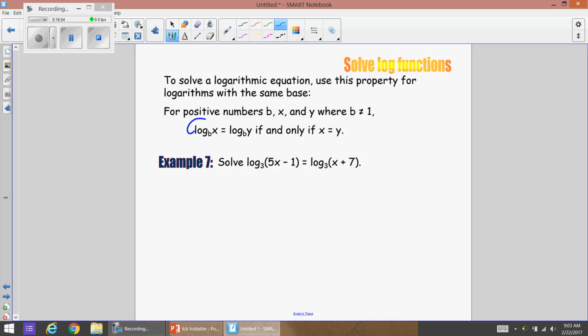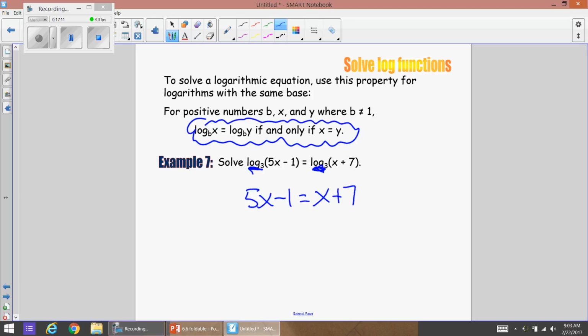It says log base b of x is equal to log base b of y if x equals y. If and only if, so it goes both ways. So look at this. You have the log with the same base equals the log with the same base. What that really means is 5x minus 1 is equal to x plus 7. Done. That's it. It went from being a yucky algebra 2 problem to just being a nice little algebra problem. Now we're going to solve for x just like we always solve for x no matter what we're doing. It's 4x equals 8, so x equals 2.